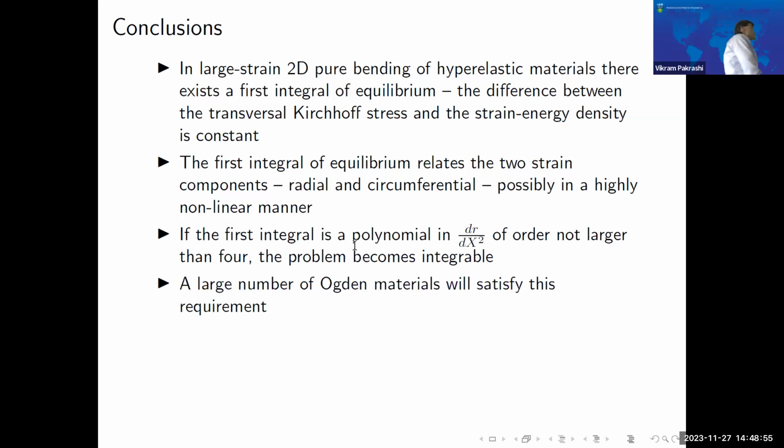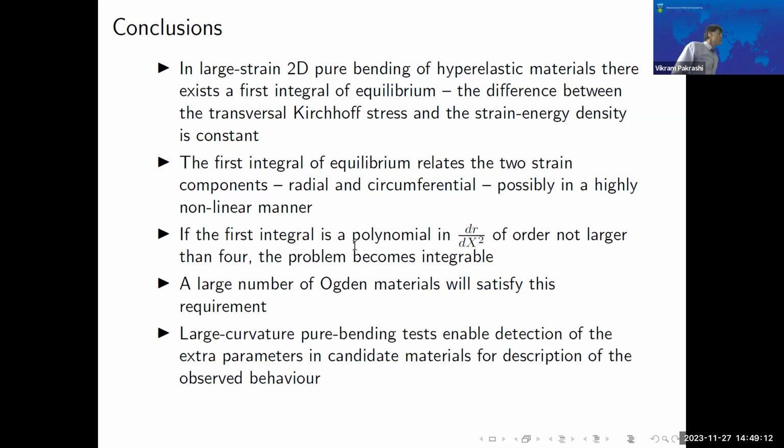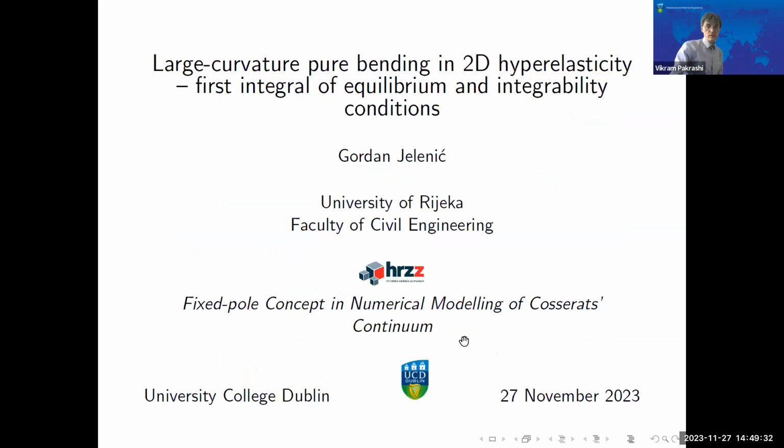A large number of the materials will satisfy this requirement. Obviously not all, because we cannot solve the problem for a polynomial above the order of 4. But as we saw, if you stay at the order of 4, we still have a material with 55 parameters available. And then the large curvature bending tests will enable detection of these extra parameters in our current integrals, which may possibly describe the observed behavior. Right. So this is what I presented for you today. Thank you very much.